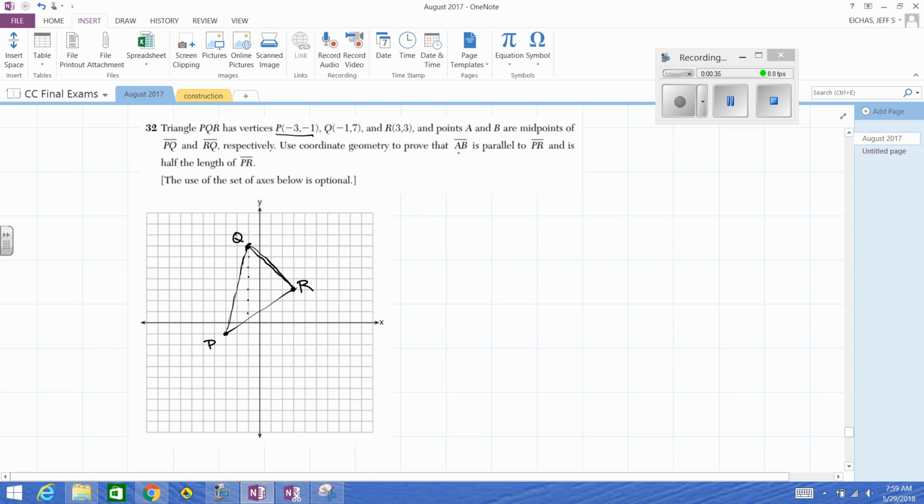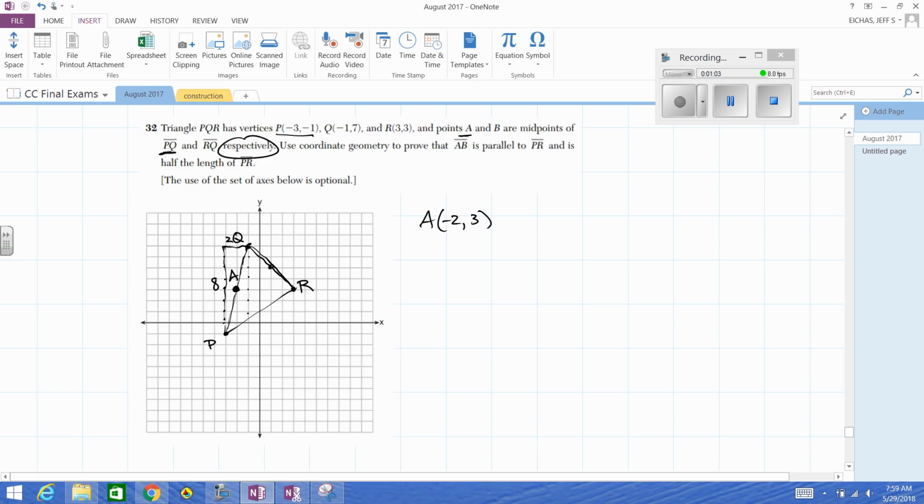Okay, A and B are midpoints of PQ and PR, respectively. That's what respectively means, in order. So A is going to be the midpoint of PQ. Let's get that quick. P to Q is 8, divided by 2, so go 1, 2, 3, 4. That's going to be A. You don't have to write the location, but it's -2, 3.